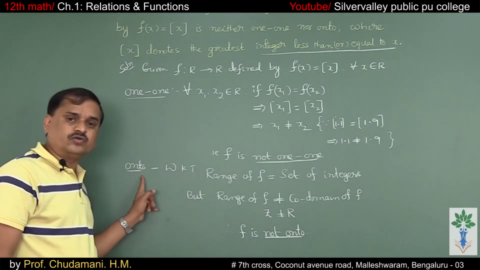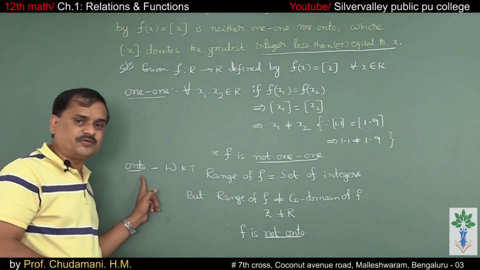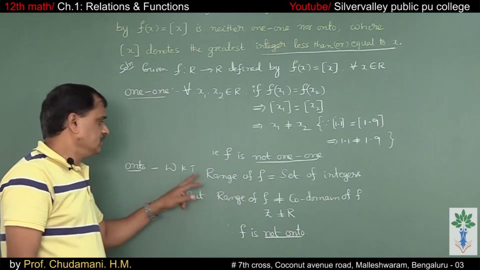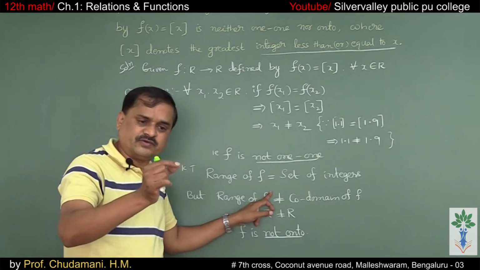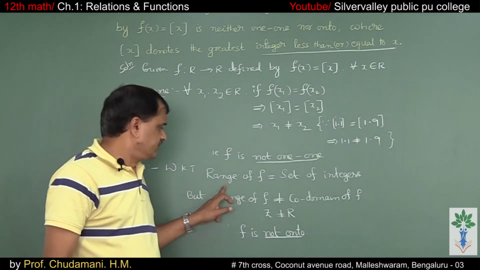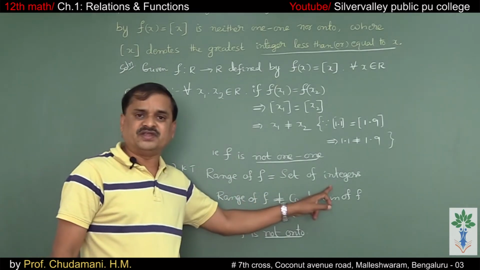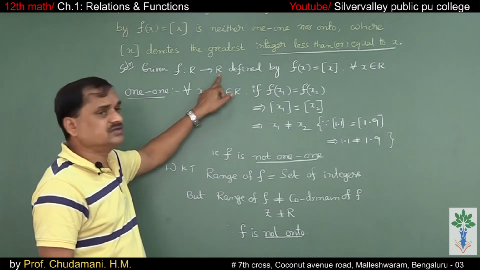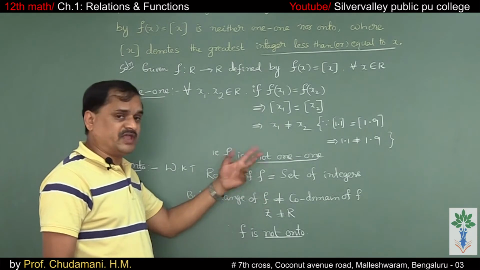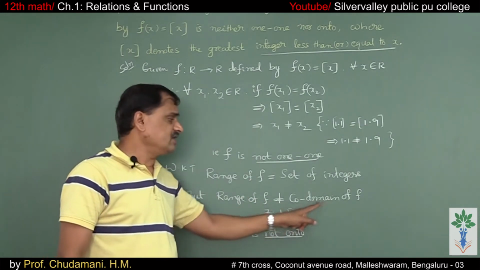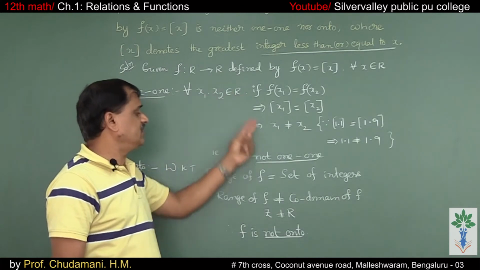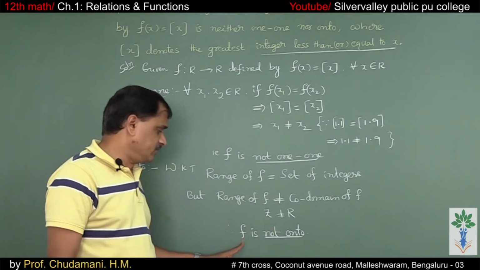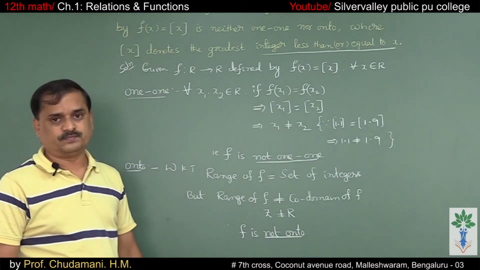Let us verify onto function. Try to recollect the graph of the greatest integer function. It is a step function. Correct. So that means range of f, for every integer it breaks. So range of f is a set of integers. But here the codomain is real numbers. Range of f is not equal to codomain of f, because codomain is real numbers, range is a set of integers, Z not equal to R. Therefore, f is not onto.